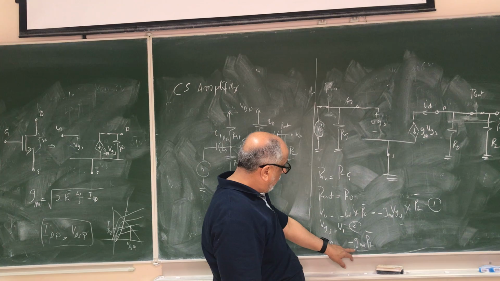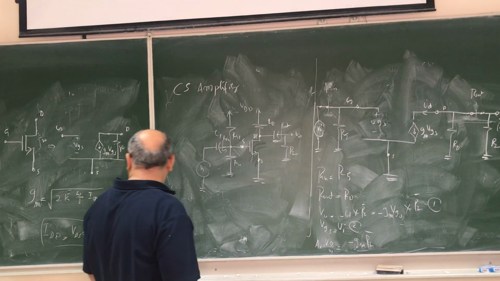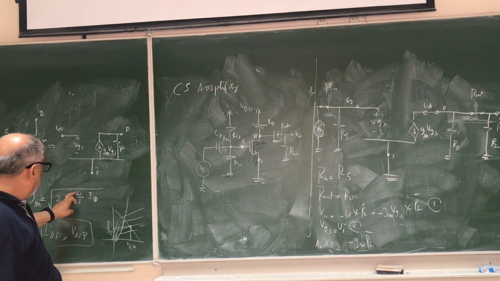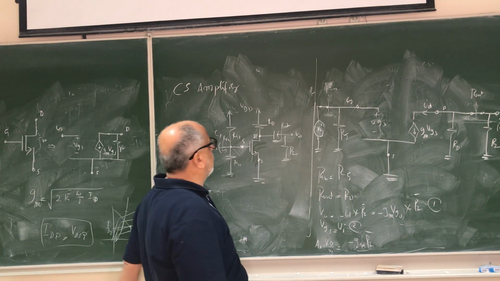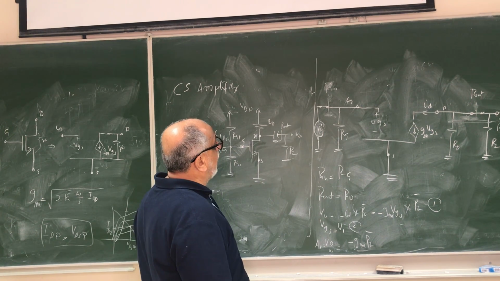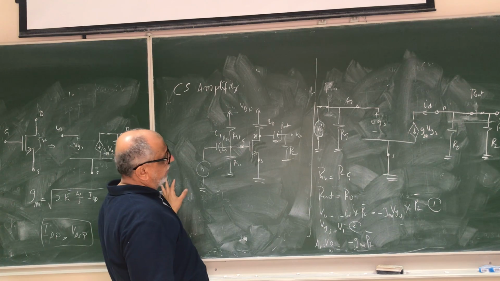As you can see, we can control it using GM, and GM can be controlled using the drain current ID and the dimensions here, but there are some consequences. You have to be careful about this. So this is the basic common source amplifier.